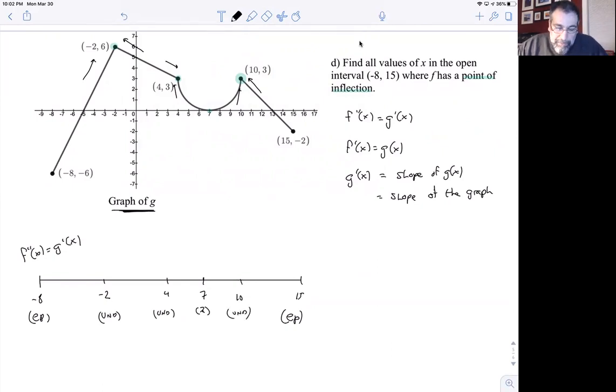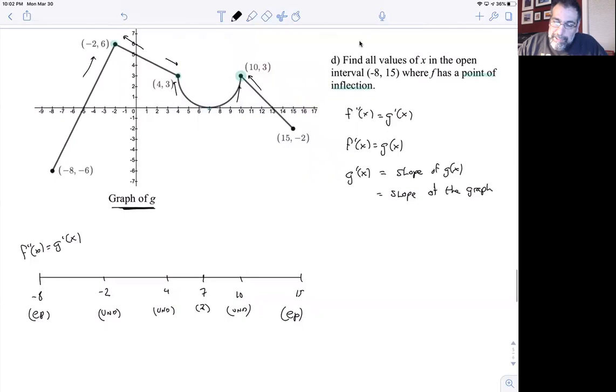So now all we have to do is figure out where is the second derivative of f, which is the derivative of g, which more importantly for this is the slope of our graph. We know where the slope of the graph is 0. That was at 7. We know where the slope of the graph was undefined. That's at -2, 4, and 10. Now in that first region, is the slope of our graph from here to here positive or negative? And it's pretty clear since our function is increasing that the slope there is positive.